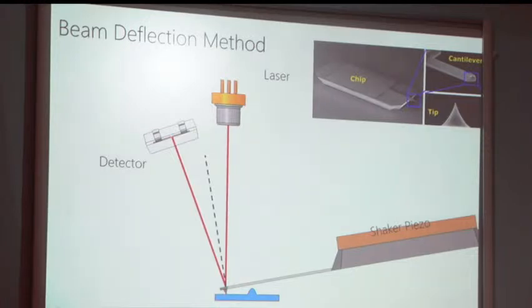So what happens? The laser falls on the back side of the cantilever, and then it gets reflected back and then falls onto a detector. We call it a position sensitive detector. Whatever changes happen on the substrate, that will be detected by this detector.